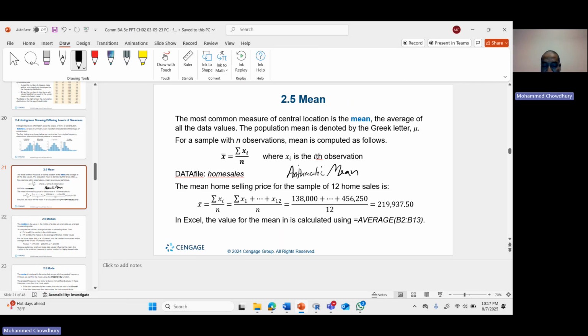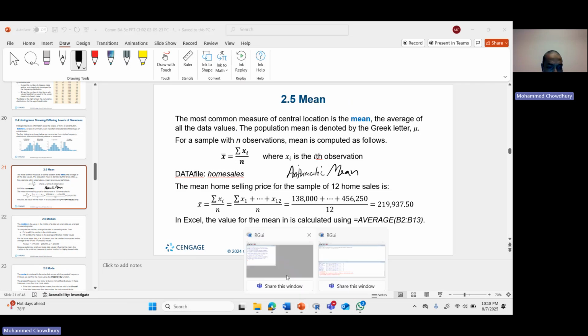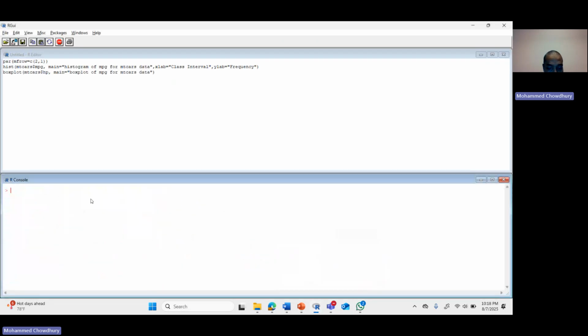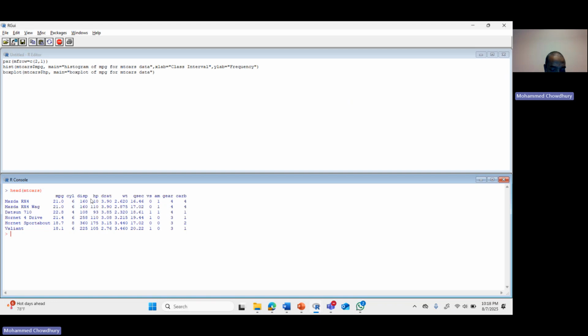So how can we compute the mean by using R and Excel? Let me show you. This is R, and as I have shown you the data, this is my data, head. Head means first 6 rows of mtcars. mtcars is the built-in data that comes along with R. So in the mtcars data, the dollar sign is the separator between data and variable.